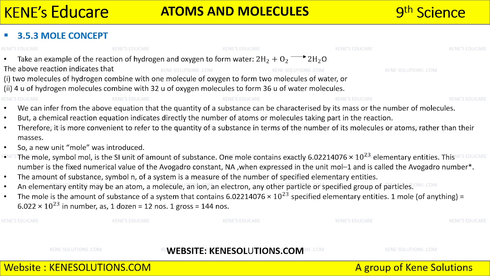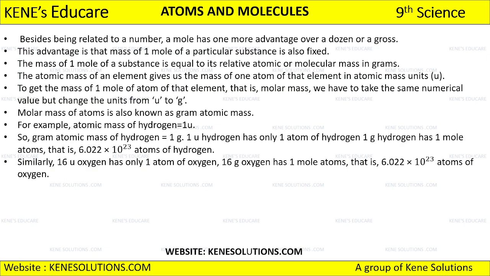As we know, when it comes to 1 dozen, how do we represent that? We say that there will be 12 numbers in it, right? And 1 gross is equal to 144 numbers, right? Same way, this mole, how do we represent that? 1 mole of anything is going to be equal to 6.022 into 10 raised to 23. Getting it? I hope now you are clear with this mole concept in detail.